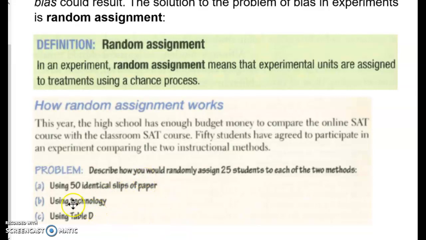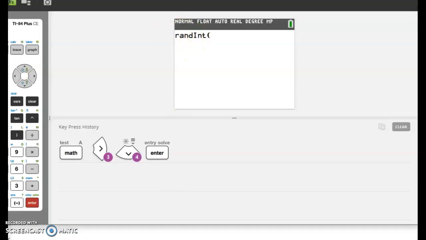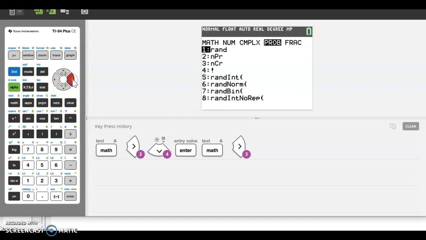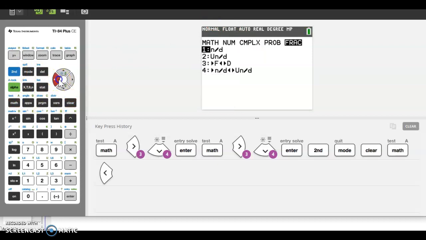So we're going to talk about the technology method. I have my calculator pulled up. On our calculator, I guess I need to expand this just a little bit. Let me pause for 1 second. Okay. So we go to RandInt. RandInt is under Math Prob. Random integer is what it stands for. So RandInt. Let's go back there.